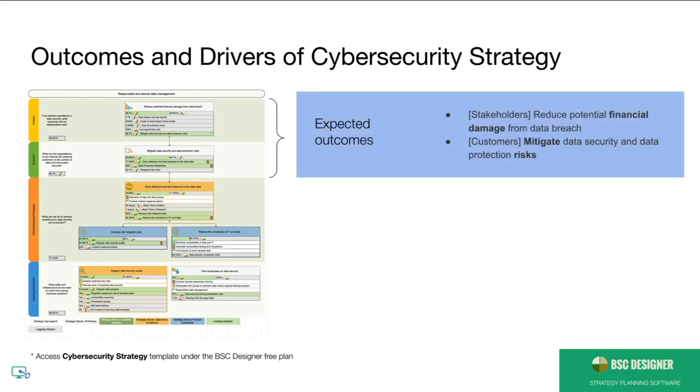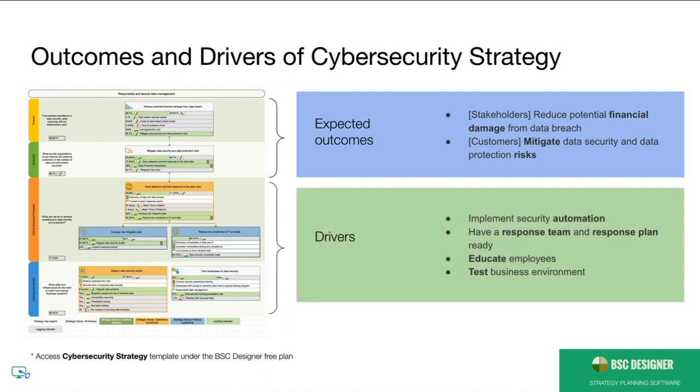In the stakeholders and customer perspective, we map the expected outcomes of strategy execution. A typical goal for the stakeholders is to reduce the potential damage from data breaches. A typical expectation of the customers is effective mitigation of the data security and data protection risks.